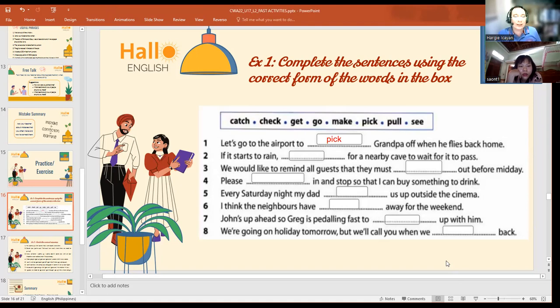Okay, next. If it starts to rain, go for a nearby cave. Wait, to catch, you need to... I think it starts to rain, catch for a nearby cave... If it starts to rain, go for a nearby cave.